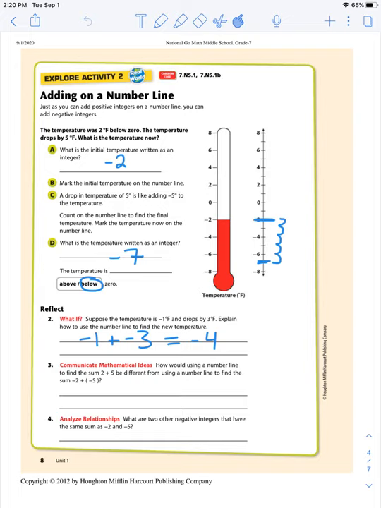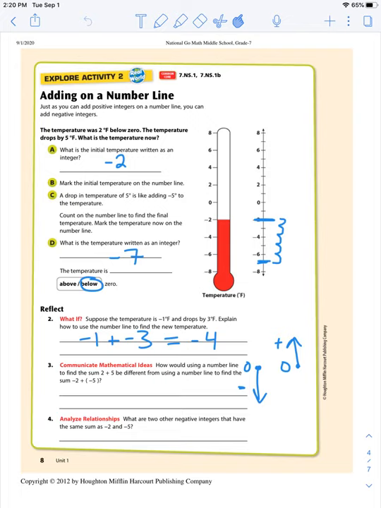And how would using a number line to find the sum 2 plus 5 be different from using a number line to find the sum -2 plus -5? Well, when we're using negatives, we're going away from 0. That's negative. When we use positives, we go above 0. They're the same distance, but one is further away from 0 in the negative direction, and the positive goes further away from 0 in the opposite direction.